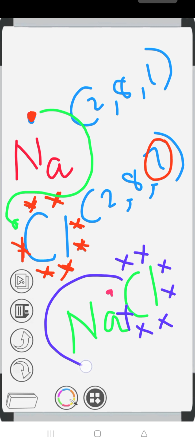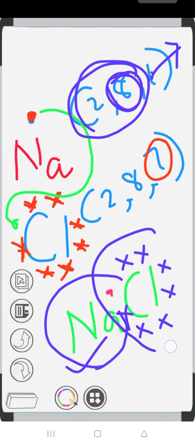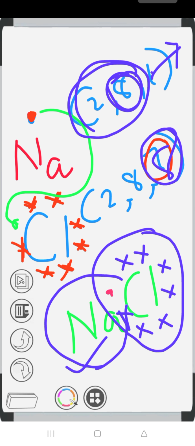Now look at this sodium. Obviously sodium has given the electron. Actually, children, it's not given, but it has shared the electron. So sodium has completed its stability. Sodium transferred one electron, so sodium के last orbit में 8 electrons है, and it has completed its stability. Chlorine has 8 electrons, so chlorine has completed its stability.